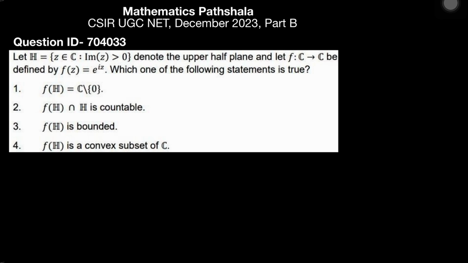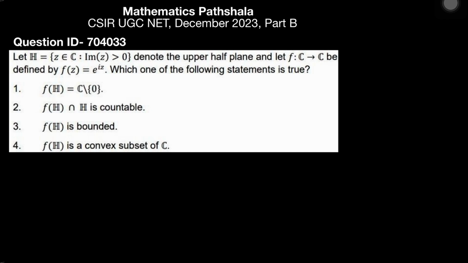This is Naresh. Today I'll discuss this problem which came in CSIR NET December 2023 in part B. Let's see the question. Let H equal to {z belongs to C such that imaginary of z greater than 0} denote the upper half plane, and let f: C to C be defined by f(z) equal to e to the power iz, then which one of the following statements is true?